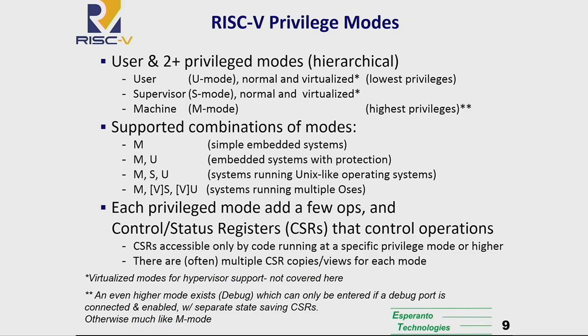Each one of those privilege modes adds a few extra ops and control and status registers. Now, those control and status registers are mode specific in that I have a status register, but actually there are multiple copies of the status register. There's a machine mode status register and a supervisor mode status register and a user mode status register. Those registers are only available if you're in a mode that's equal to or higher than the mode that you're trying to access. So any mode can access the user status, but only machine mode and supervisor mode can access the supervisor status. Only machine mode can access the machine mode status.